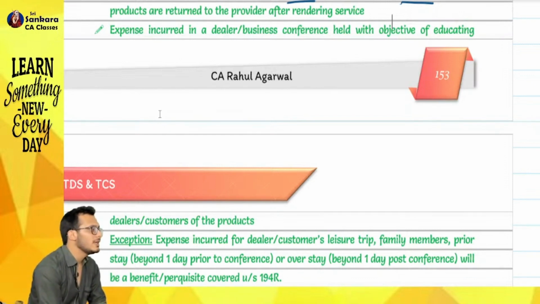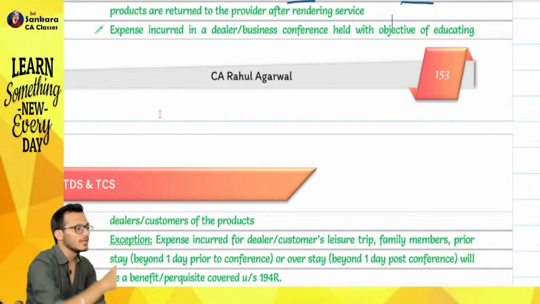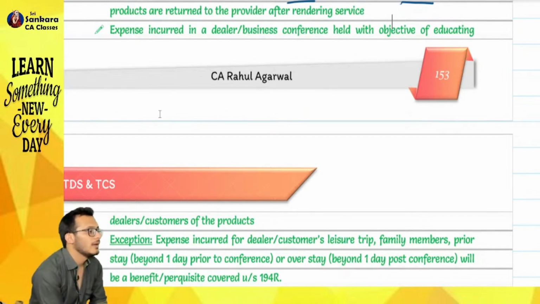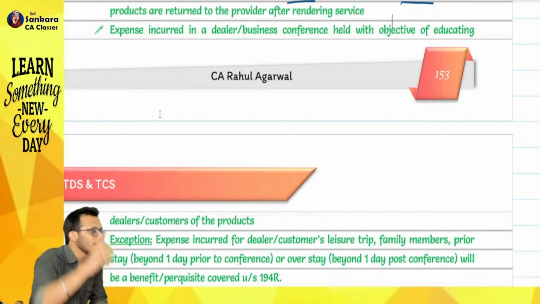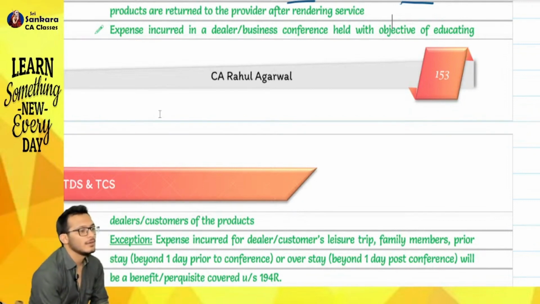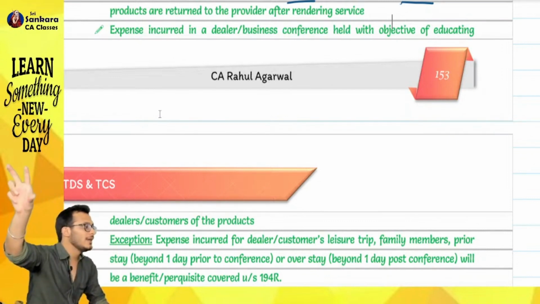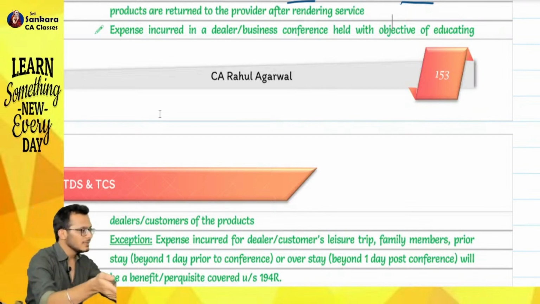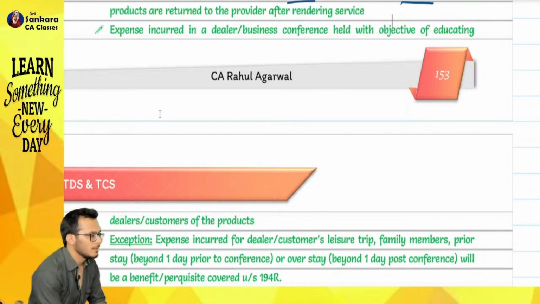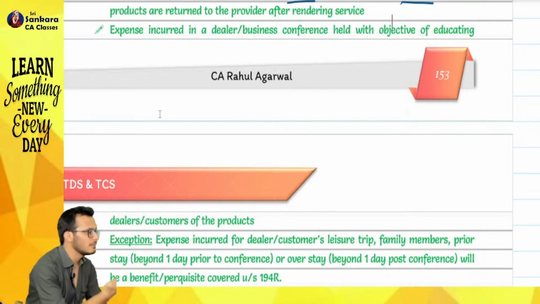Option number 2. He came and said the conference is from 17th to 21st, but if you want me to come, I will come on 12th itself and leave on 30th only. Will TDS apply? Yes. For 12 to 16 and 22 to 30th, TDS will apply. For 17 to 21, TDS will not apply. Clear? This is very logical, you don't have to explain anything.